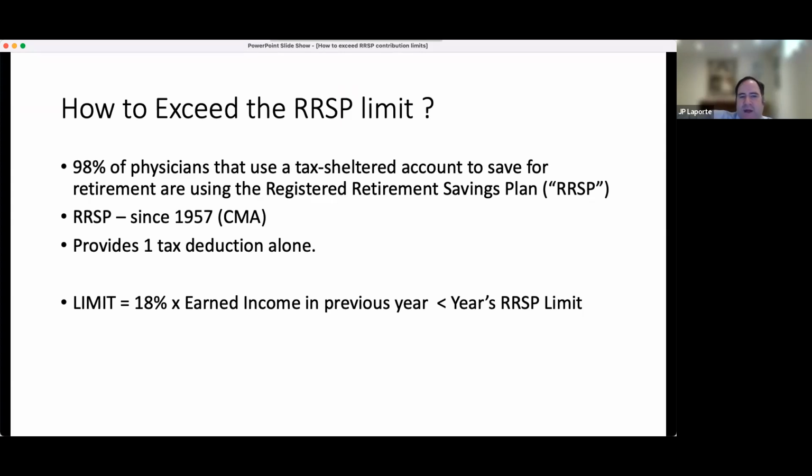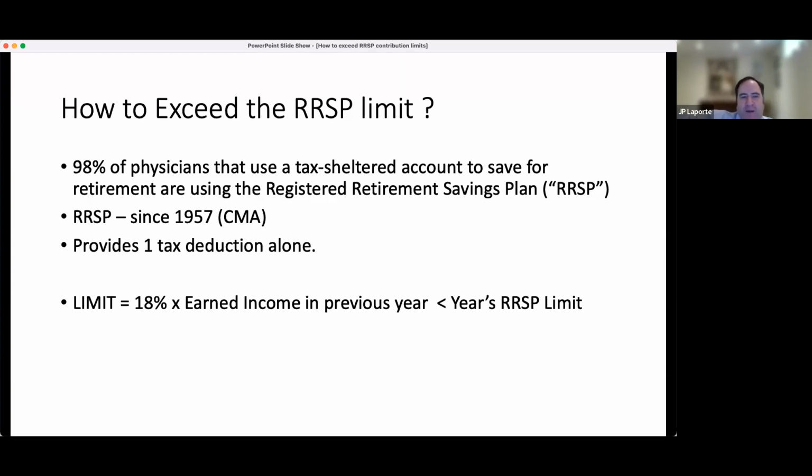The RRSP, out of interest, just for people who might not know, has been around since 1957. And the very, very first RRSP ever created was for the Canadian Medical Association. So doctors, ironically, were the driving force for the creation of the RRSP back in the 1950s.